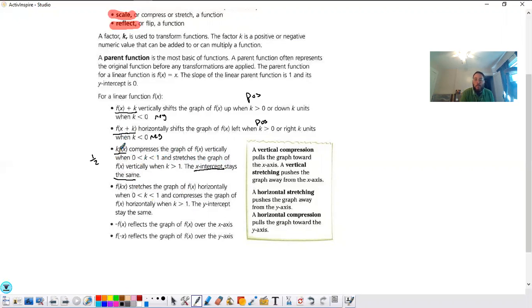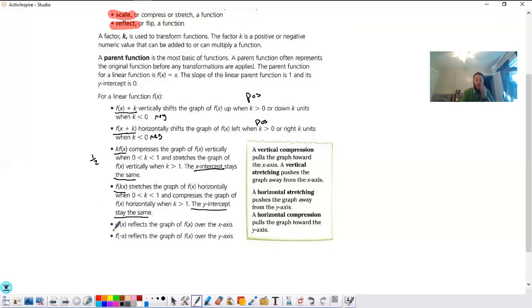When we're just multiplying inside here, f of k times x, it's going to stretch the graph of f of x horizontally. So this stretches it horizontally when k is between 0 and 1. And then it compresses the graph horizontally when k is greater than 1. And here, for this type of transformation, the y-intercept stays the same. So that's something to take a look at here.